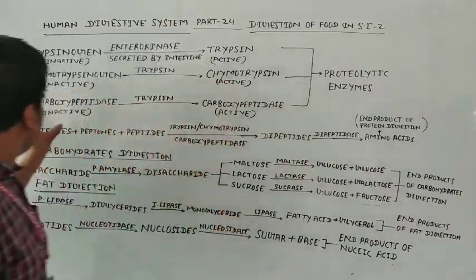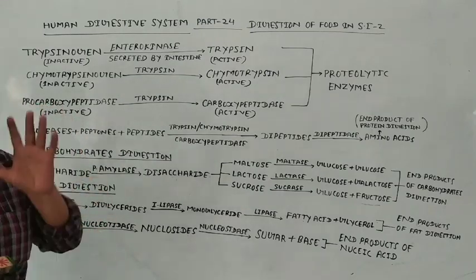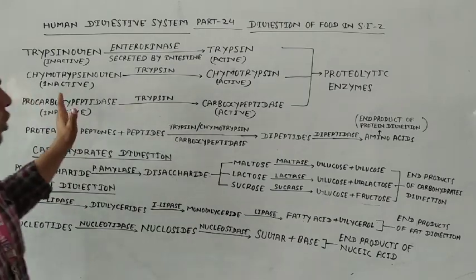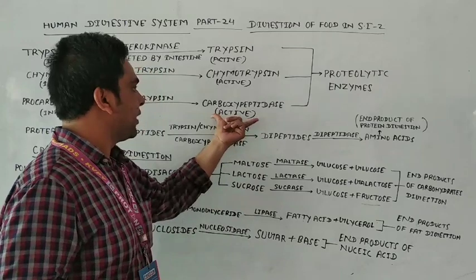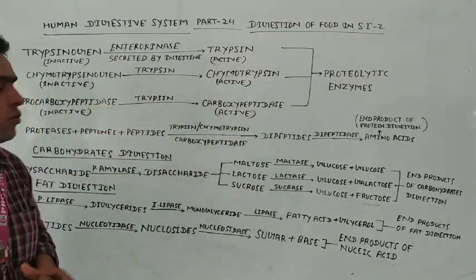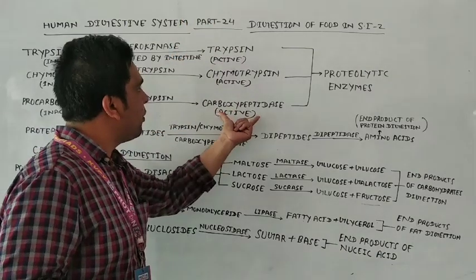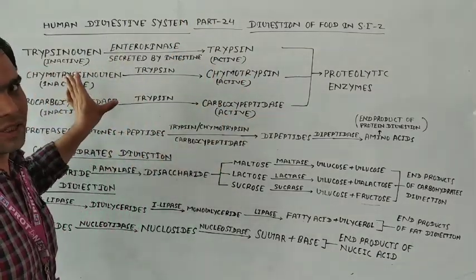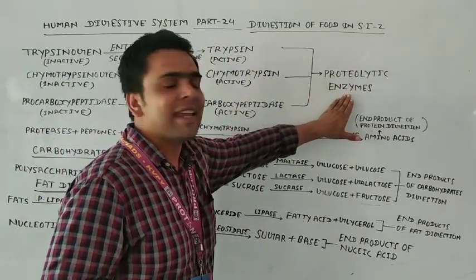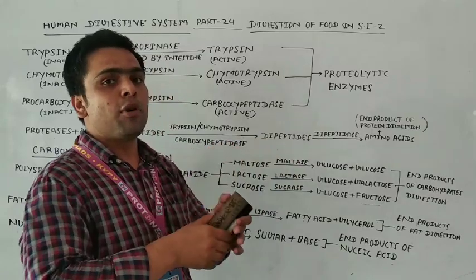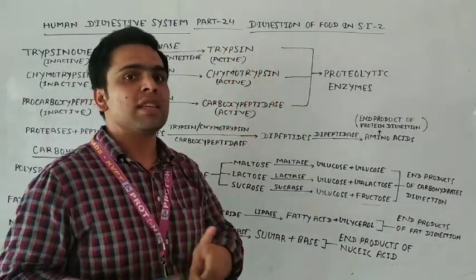In this manner, procarboxypeptidase is also an inactive enzyme found in our small intestine. It is also converted by trypsin into carboxypeptidase, which is its active form. So these are the three inactive enzymes and these are their active forms. Clear students? These enzymes are known as proteolytic enzymes, meaning protein-digesting enzymes. They act only on protein molecules and their substrates.